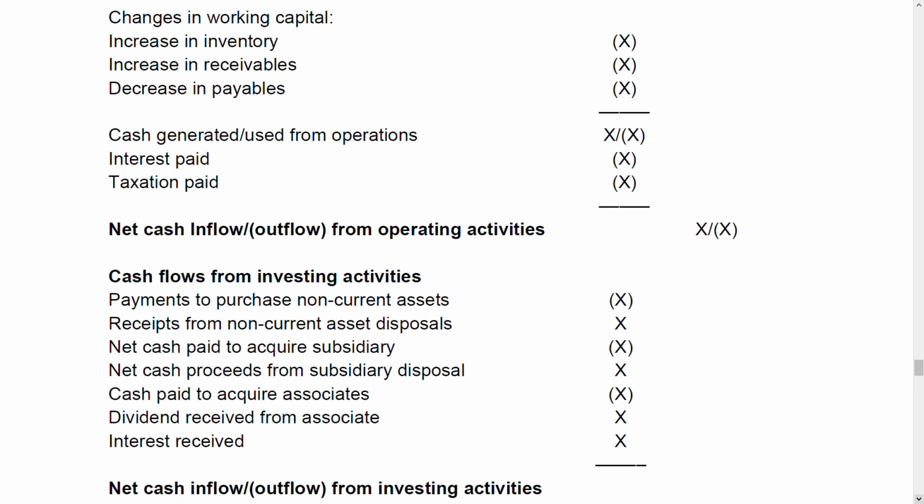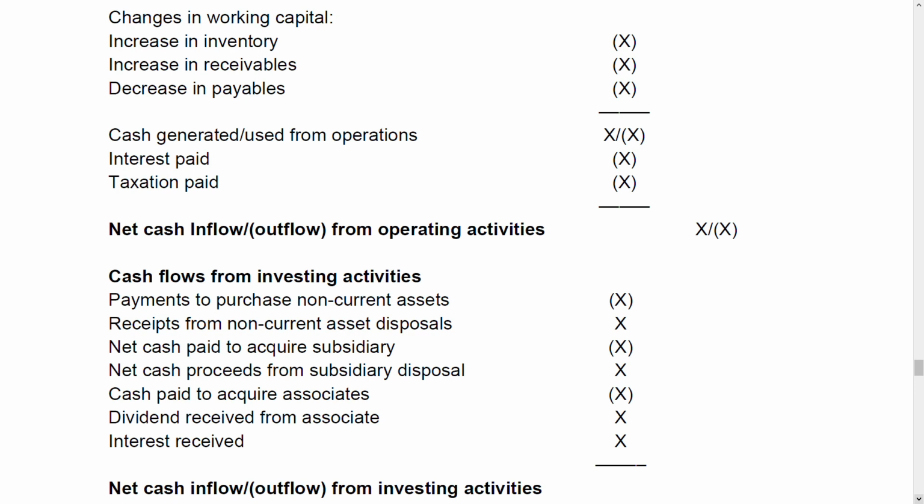You have to see whether receivable, inventory, payables are increasing or decreasing, because based on that it will be an outflow or an inflow. If it's an outflow, it's with brackets; inflow is without brackets, a positive figure. If inventory and receivables increase, it's an outflow. And if payables decrease, it's an outflow, sorry. That means you are paying your creditors now. That's why payables are decreasing, so cash is going out, it's a cash outflow.